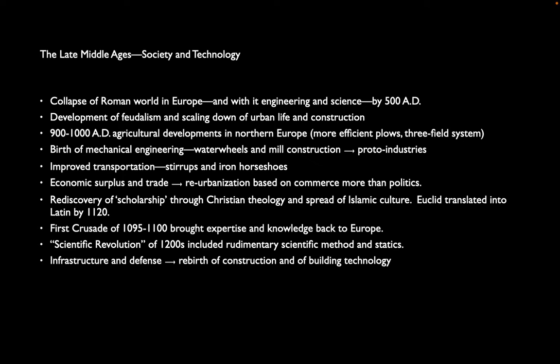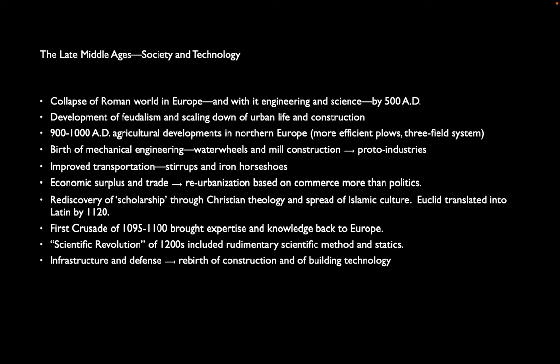Other inventions, including stirrups and iron horseshoes, make transportation much easier. Horses can be used for longer distances and greater loads. And there's a gradual re-urbanization that's based on the economic surplus that comes about from the agricultural revolution. So instead of feudal compartments just having to sustain themselves, they make enough extra in terms of agriculture that they can trade with other economic entities.